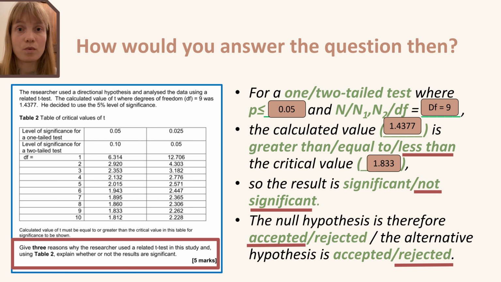So let's use our example to see what this looks like in practice. For a 1-tail test, where p is equal to or smaller than 0.05 and the degrees of freedom is 9, the calculated value, 1.4377, is less than the critical value, 1.833. So the result is not significant. The null hypothesis is therefore accepted, meaning that there's no significant effect of so-and-so on so-and-so.